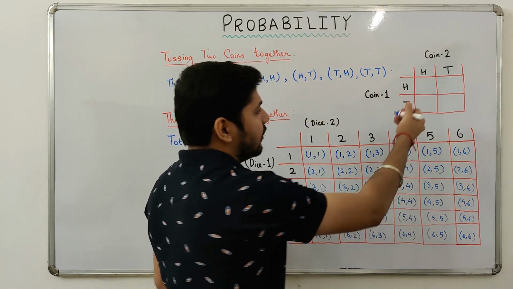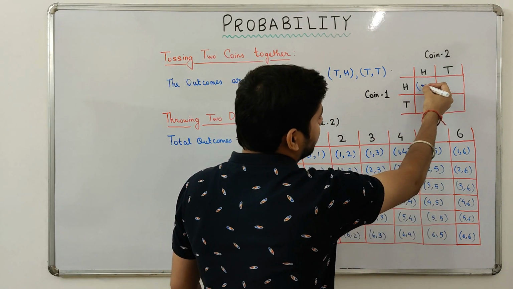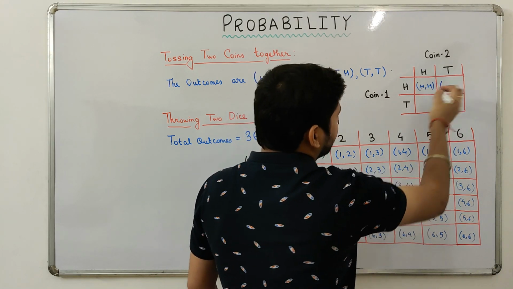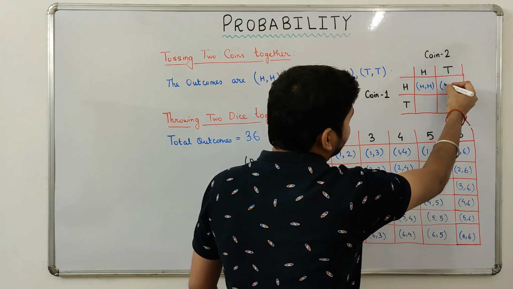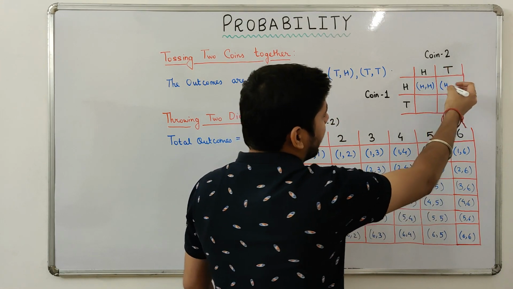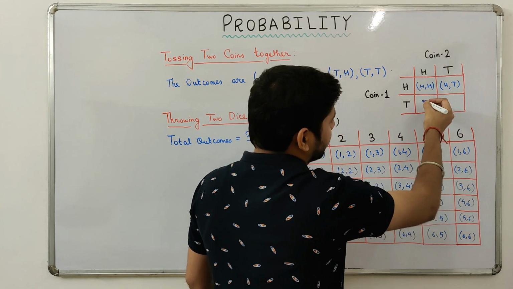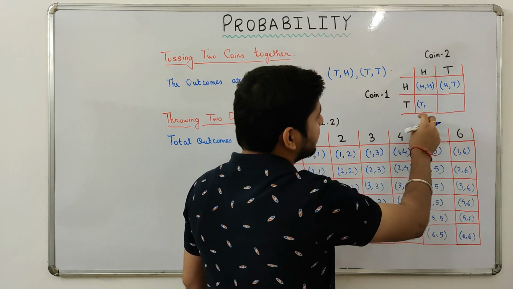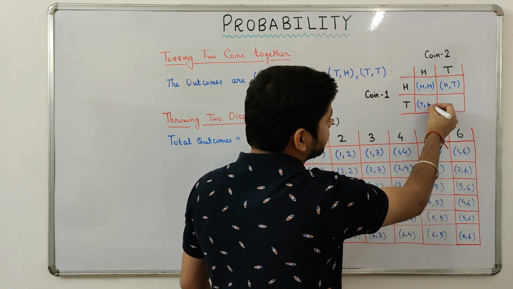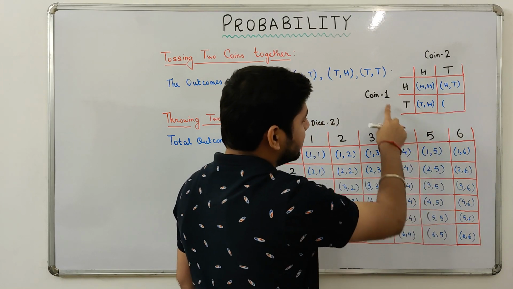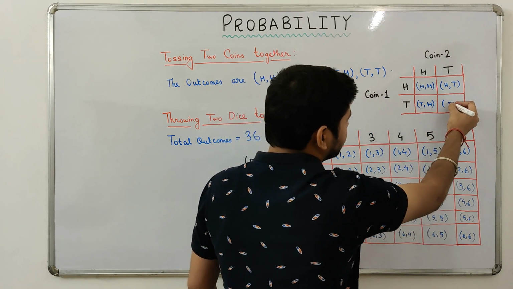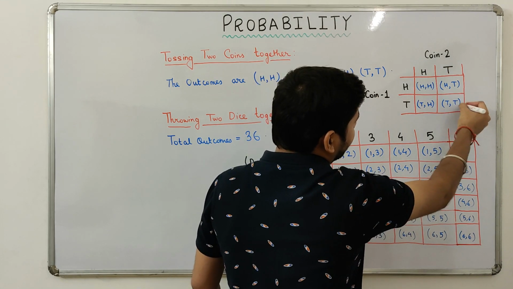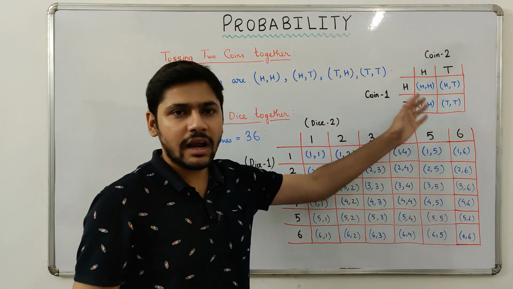So we can either have both the coins having heads, or the first coin having head and the second coin having tail, the first coin having tail and the second coin having head, and finally the first coin having tail and the second coin also having tail. So we get the 4 outcomes.